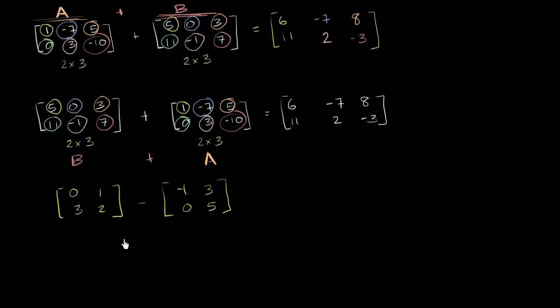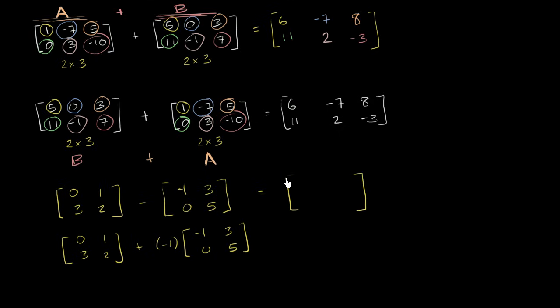You might say, well, maybe we just subtract corresponding entries. And that indeed is how you can define matrix subtraction. In fact, you don't even have to define matrix subtraction. You can let this fall out of what we did with scalar multiplication and matrix addition. We could view this as the exact same thing as taking 0, 1, 3, 2, and to that, we add -1 times -1, 3, 0, 5. And if you work out the math, you're going to get the exact same result as just subtracting the corresponding terms. So what is this going to be?